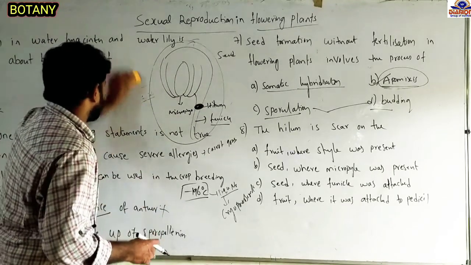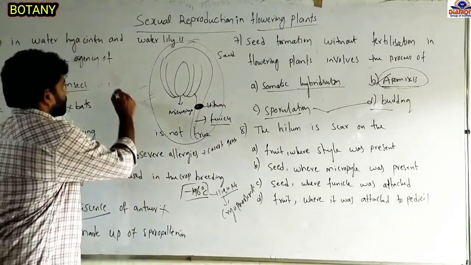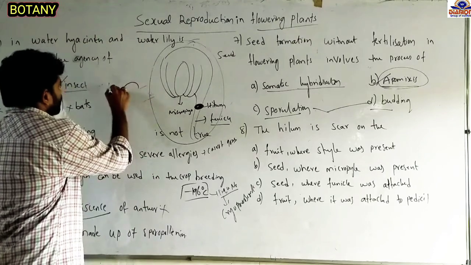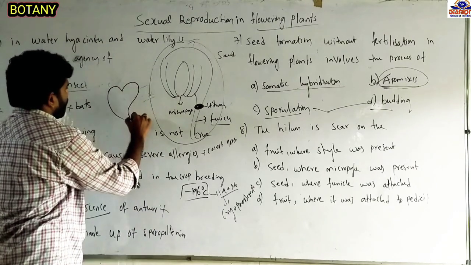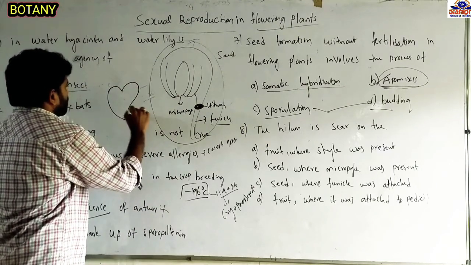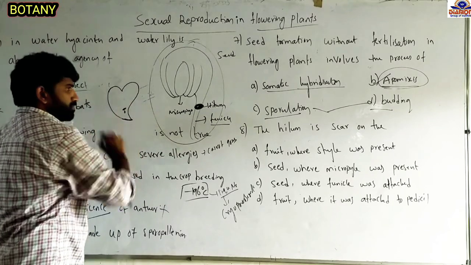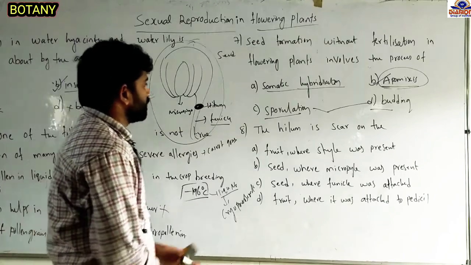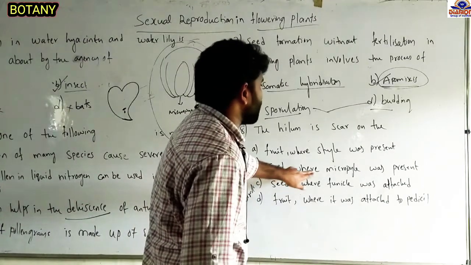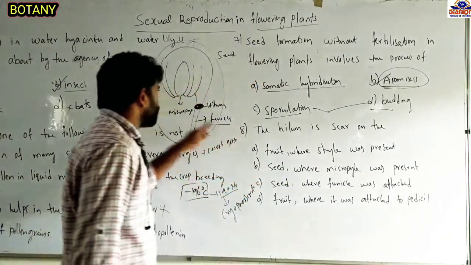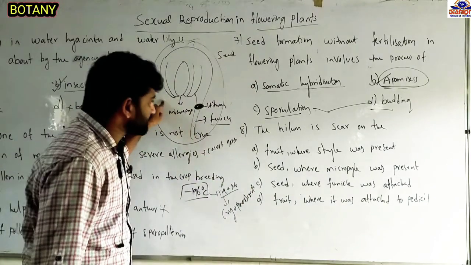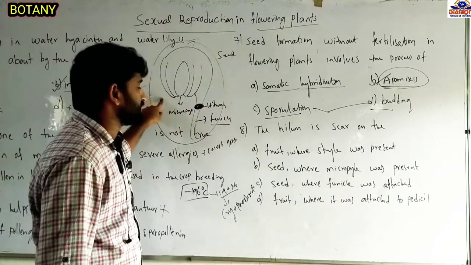The example we have seen in the syllabus is the sisal seed. In the sisal seed, the micropyle is present, and here the small scar is represented. So, seed where micropyle was present: the micropyle is not considered the hilum.